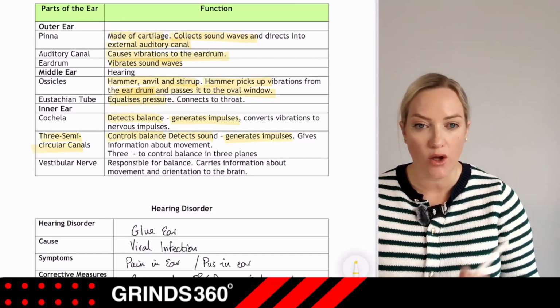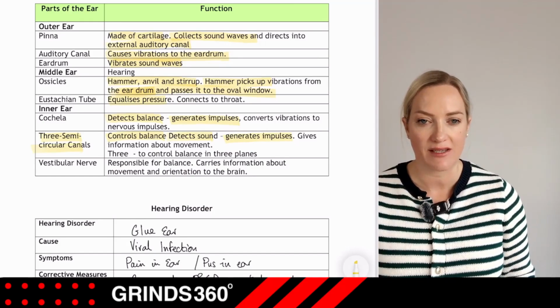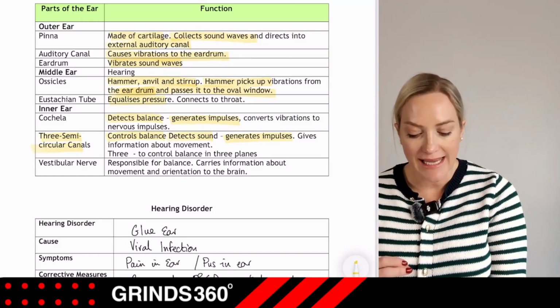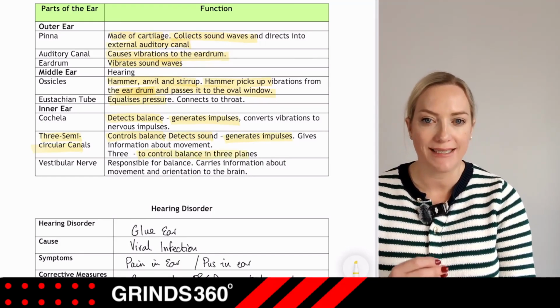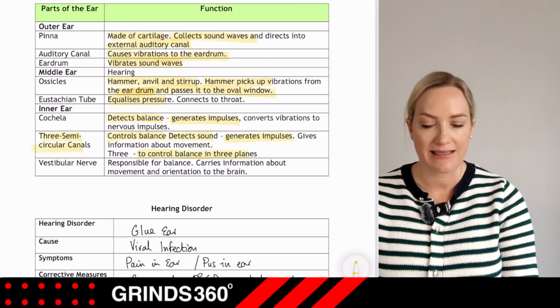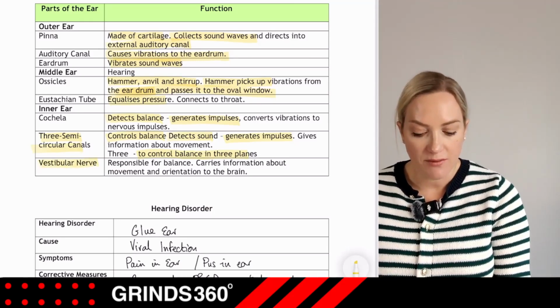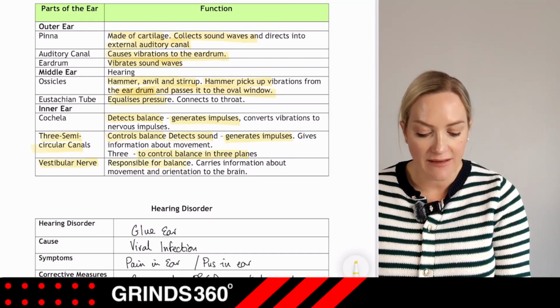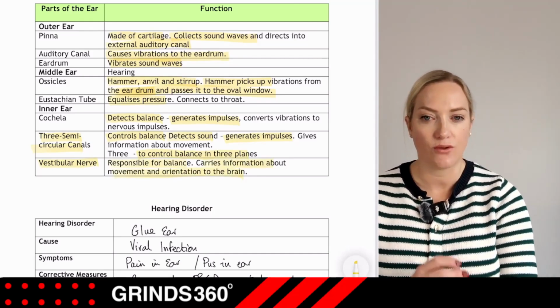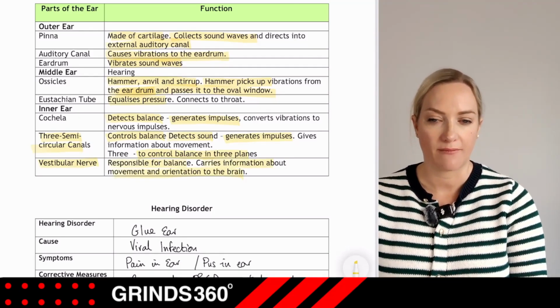So there's 3 of them. Why are there 3 semicircular canals? Therefore, it's able to control the balance over 3 planes. Your vestibular nerve is responsible for balance. So it's going to carry information about the movement and orientation towards the brain.